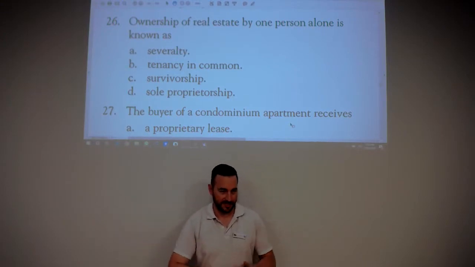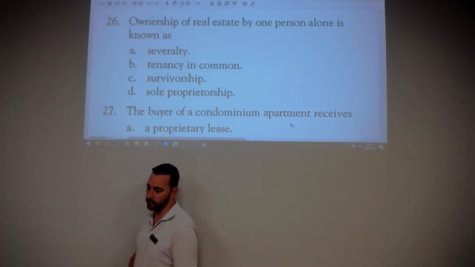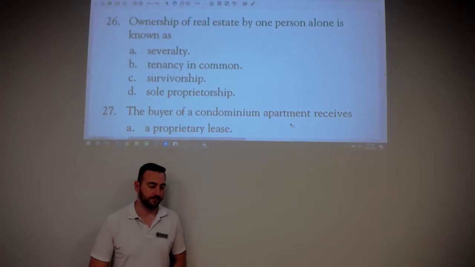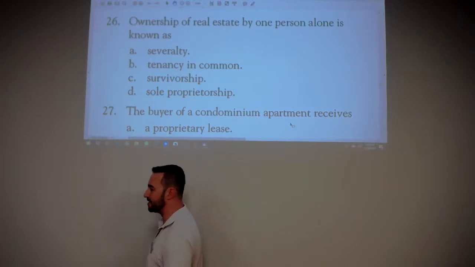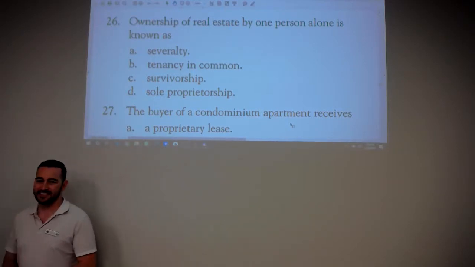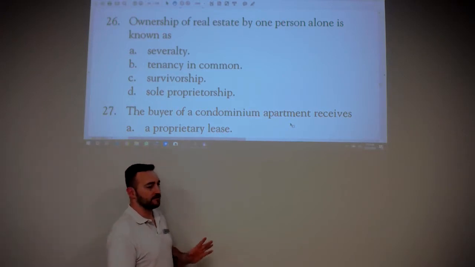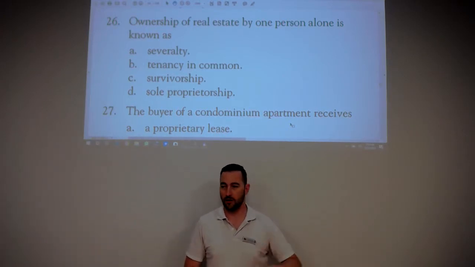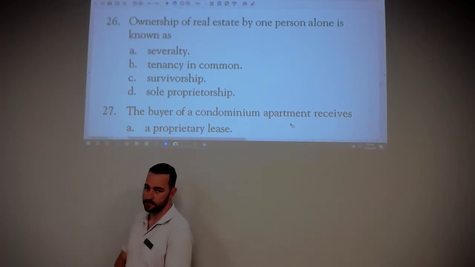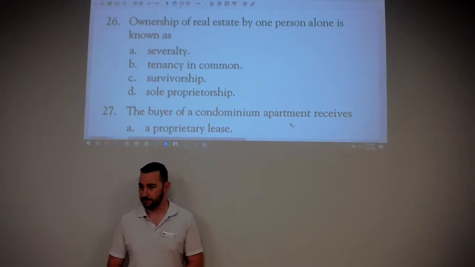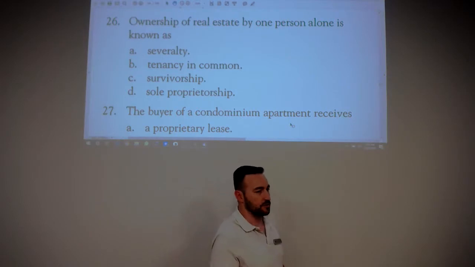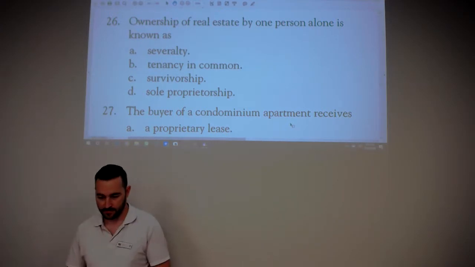All right, so here's the thing. Sole proprietorship is the business form of ownership. So that's not what it says here. It says ownership of real estate by one person alone. So we're talking about individuals, not business. By one person alone is called severalty. It's a tenancy in severalty. Severalty is severed from everybody else. So every time you see severalty, it means one owner. And that one owner could be a sole proprietor. It could be a corporation. It could be an LLC. Does that make sense? So severalty just means it's one individual owner of the property. Good?